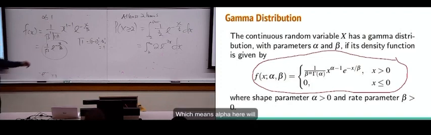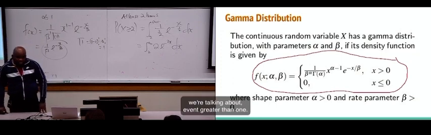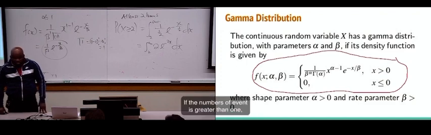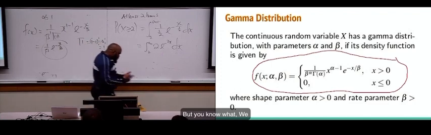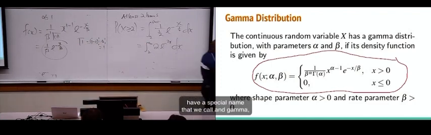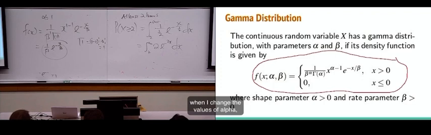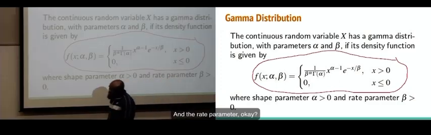Which means alpha here will be the number of events that we're talking about, event greater than 1. If the number of events is 1, then you have exponential. If the number of events is greater than 1, then you have a gamma distribution. But we have special names for alpha and beta, the parameters. Alpha is what we call the shape parameter, because when I change the values of alpha, the distribution will be changing. And beta is a rate parameter.